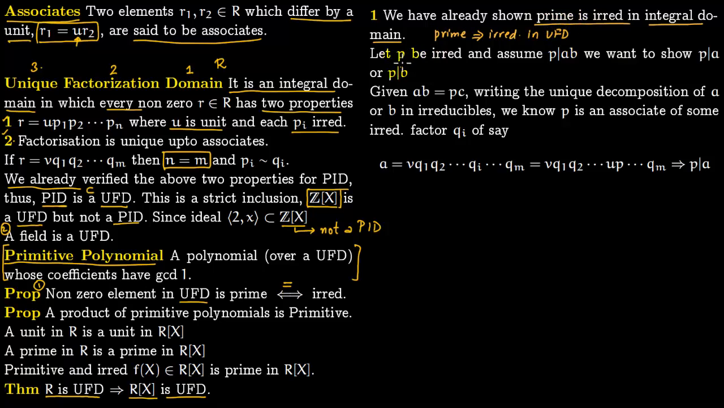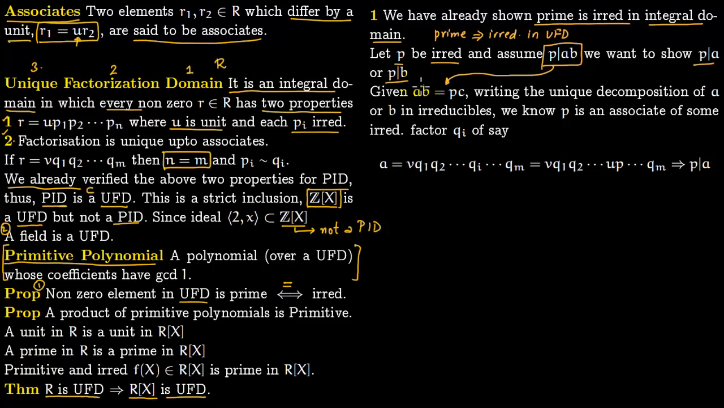So what we have to show is, say you have a P which is irreducible, and you assume that P divides AB, then we want to show that this P is prime. Therefore you have to show that P divides A or P divides B. So you start with P divides AB. So P divides AB you can rewrite like this. That is AB is equal to P times C, where C is some element in the ring.